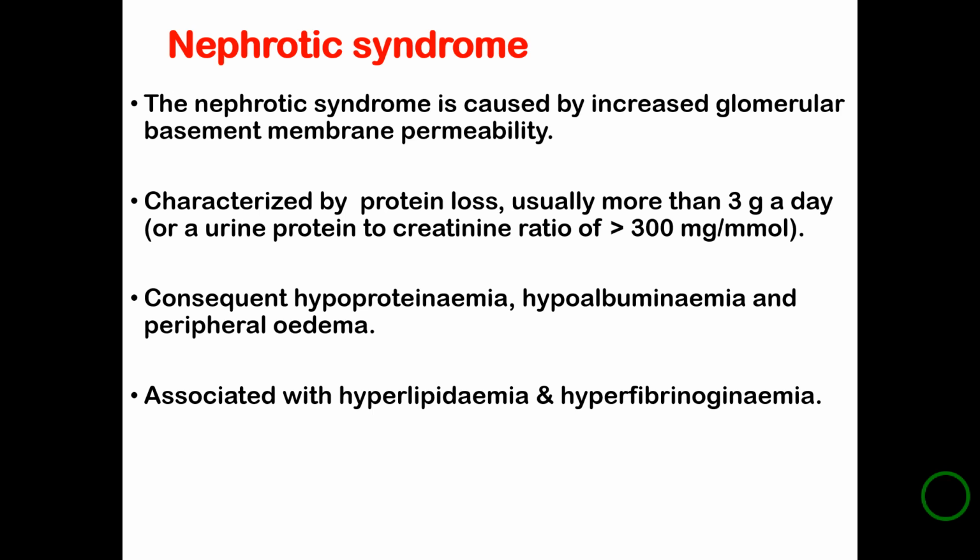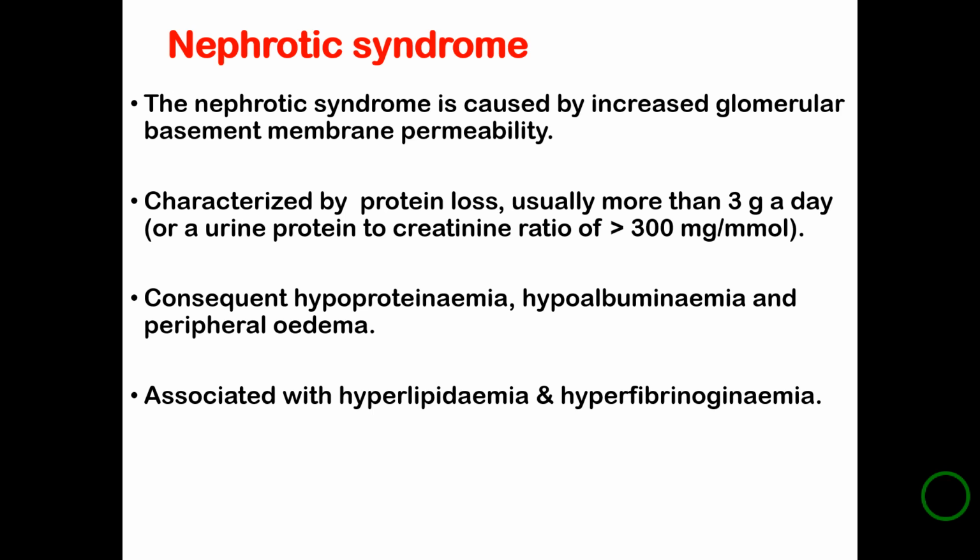As a result of the heavy proteinuria, the protein in the blood will decrease, and there will be hypoproteinemia and hypoalbuminemia. As a result of this hypoalbuminemia, the oncotic pressure will decrease in the circulation, and this will lead to edema. So one of the characteristic features of this syndrome is peripheral edema secondary to hypoalbuminemia, decrease in the oncotic pressure, and escape of the fluid from the circulation.